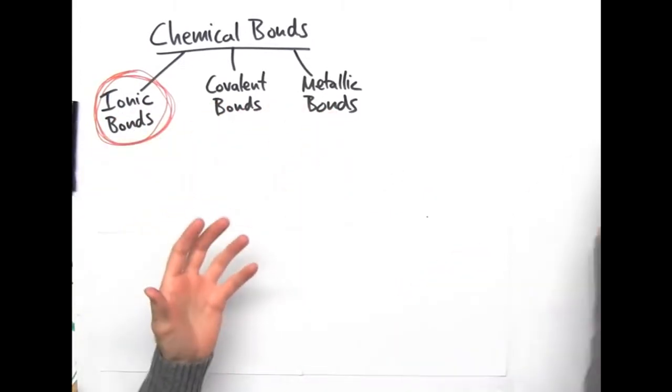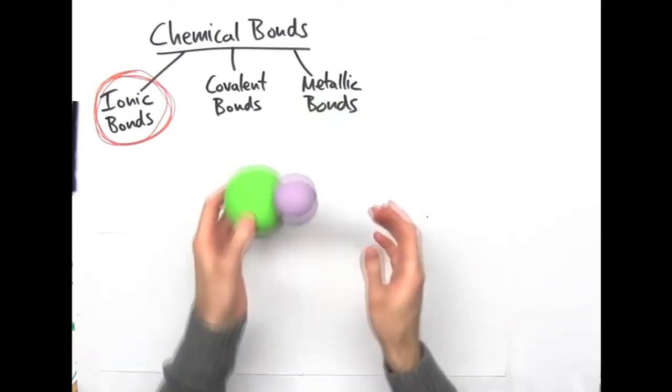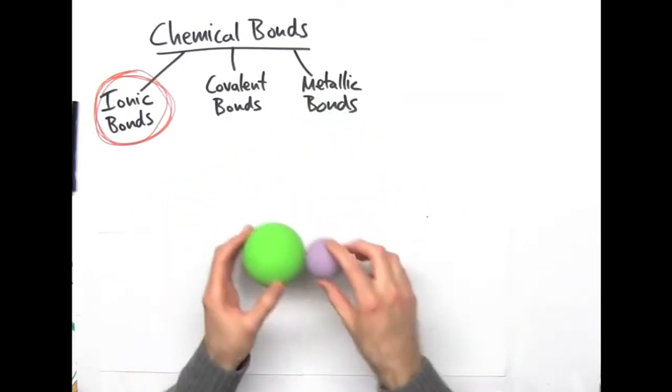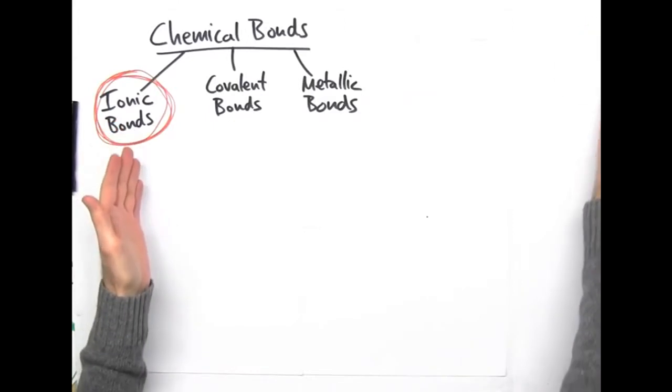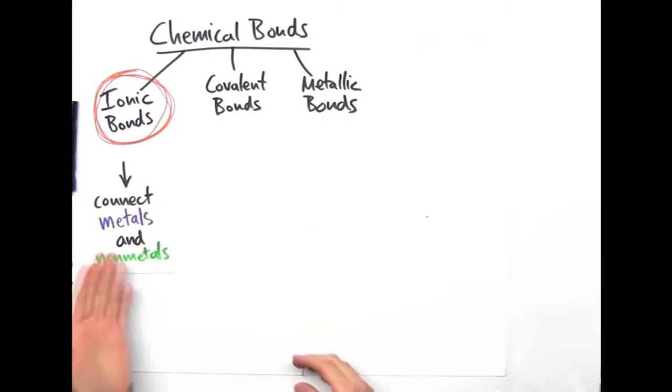Chemical bonds are like glue that holds atoms together. Okay, like here, two atoms that are bonded together, they're connected, they're glued. Now, ionic bonds are the type of chemical bond that hold together metal atoms with non-metal atoms.